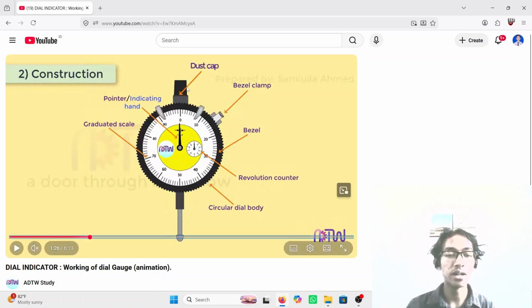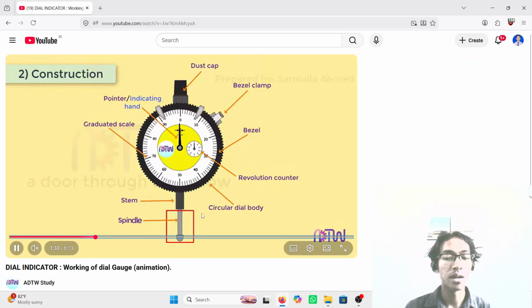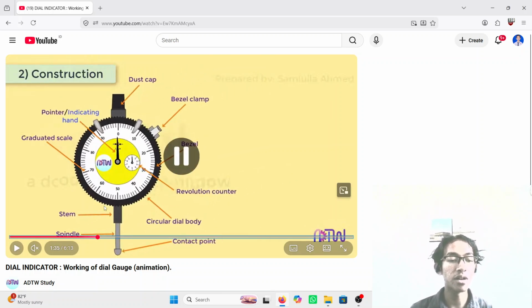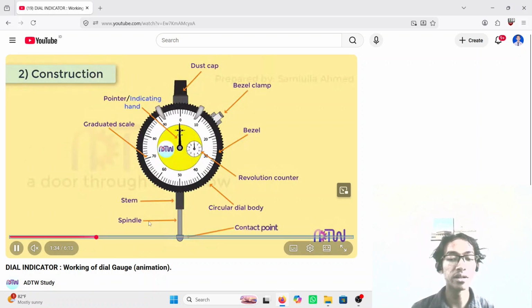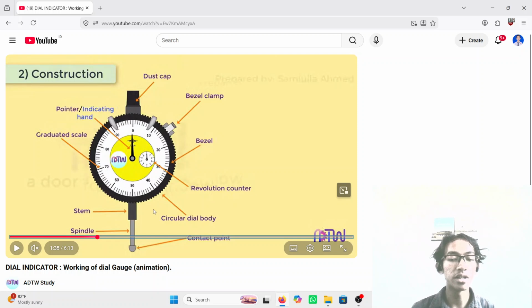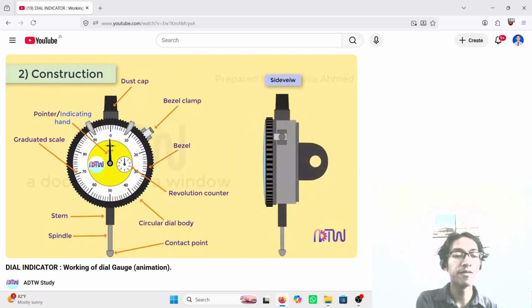There's also the dust cap. It is located at the top. It protects the upper part of the internal mechanism from dust and debris. And on the bottom part, there's also a stem, that is the smooth cylindrical sleeve extending from the bottom of the body, which guides the plunger. And the plunger consists of the spindle and the contact point. The spindle is the main rod sliding through the stem, and the contact point is the replaceable tip at the very bottom.